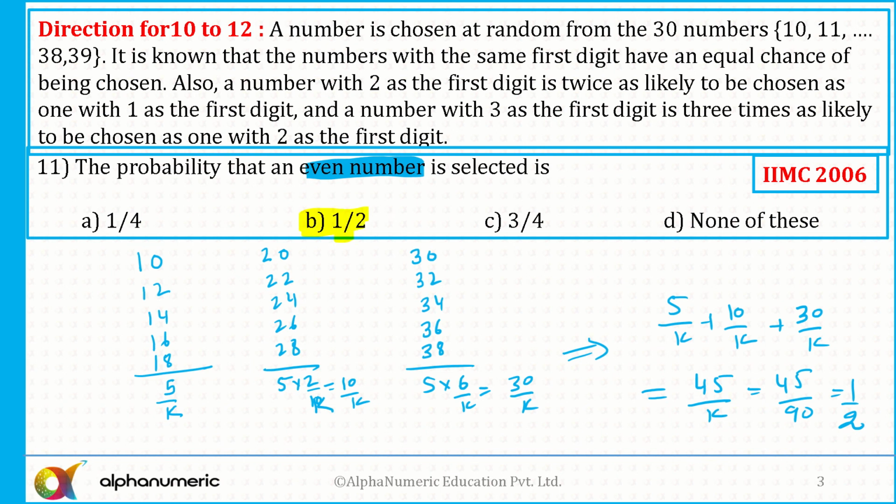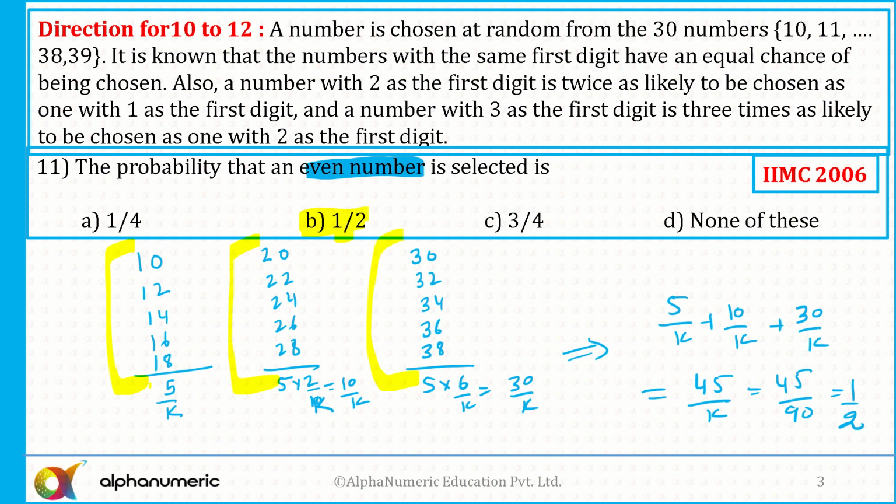Now, if your fundamentals are clear, then you can do it directly also, because there is a symmetry. In the first case, there are 5 even and 5 odd. Here also 5 even, 5 odd. Here also 5 even, 5 odd. So there are equal numbers of even and odd numbers in each of these categories, so I can straight away say the answer is going to be half.